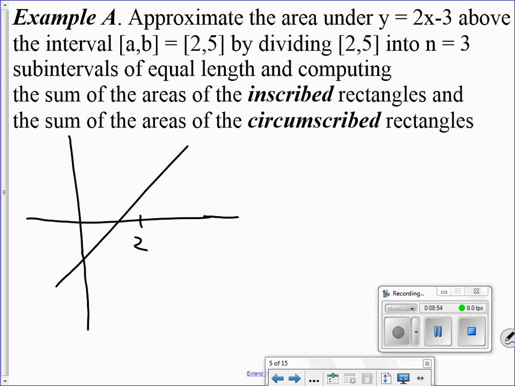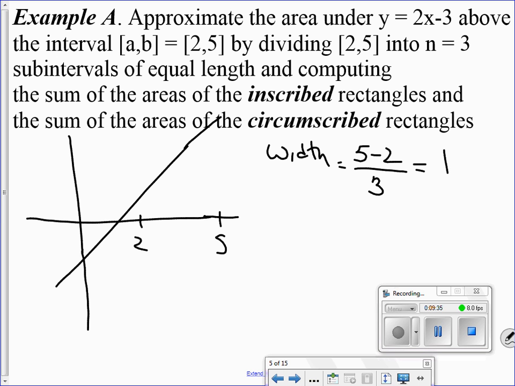Now this is something we could get the exact area of, but I'm just trying to show you this method. The very first thing you have to do is get the width. They're asking us to use 3 subintervals. So think about what the width of each of the rectangles is going to be. If you're going from 2 to 5 and you want to use 3 subintervals, 3 rectangles, yes, 1, right? As for the width, you take b minus a over the number of rectangles, which is 3, and that equals 1.